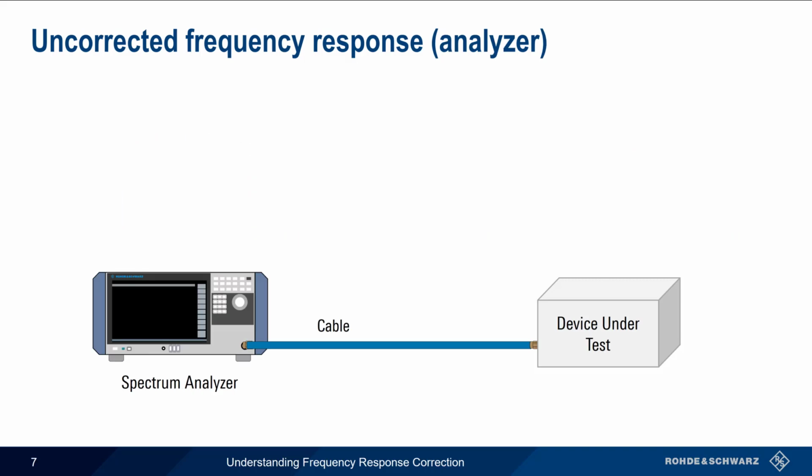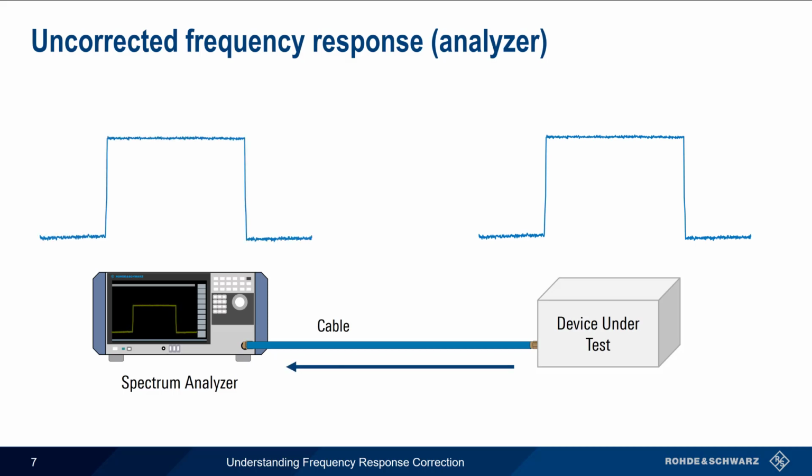A similar situation occurs when our device under test is producing a signal which is then being measured or analyzed with a spectrum analyzer. Just as we saw in the previous slide, failing to correct for the frequency response of the cable or other components can lead to measurement errors or an inaccurate characterization of the device under test.